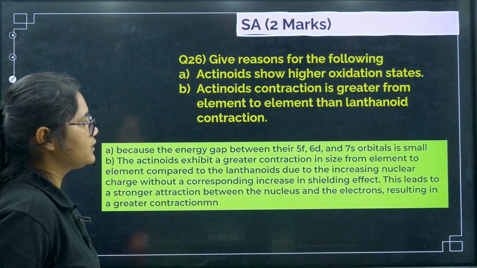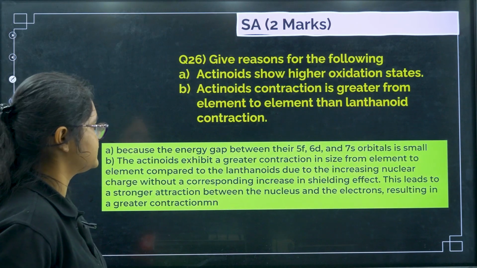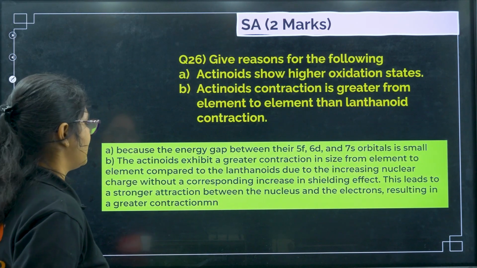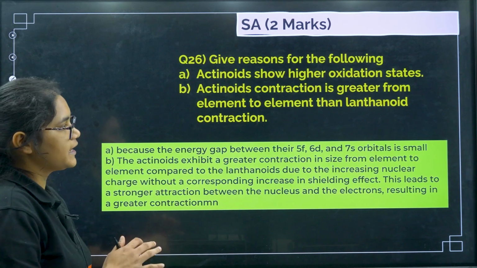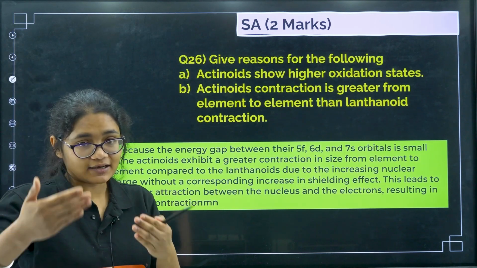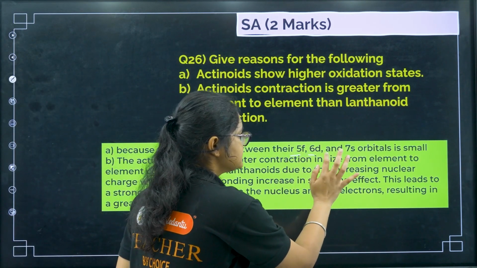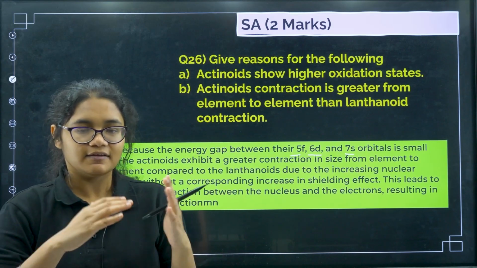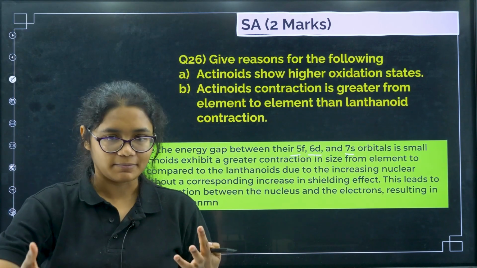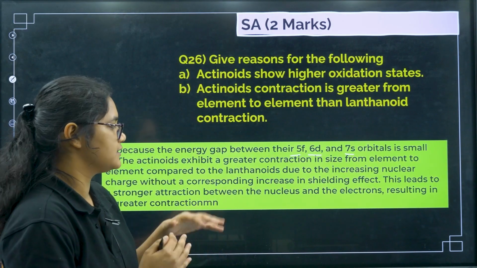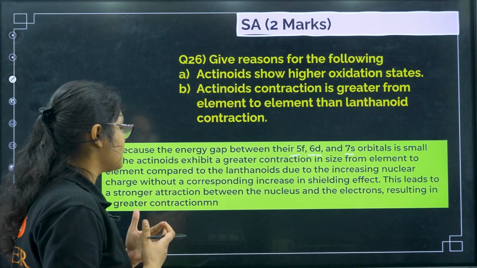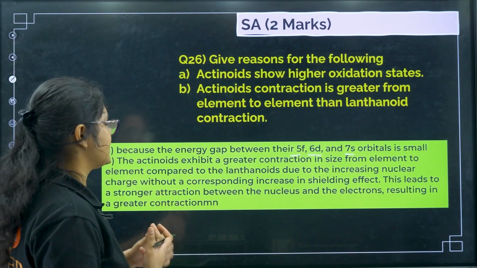Next, give reasons. Actinoids have higher oxidation states. Actinoid contraction is greater than lanthanoid contraction. So actinoids can have higher oxidation states because the energy gap between 5f, 6d and 7s is very less. If the energy gap is less, then the electrons can participate better in the reactions. So that is why we can find more oxidation states in actinoids.